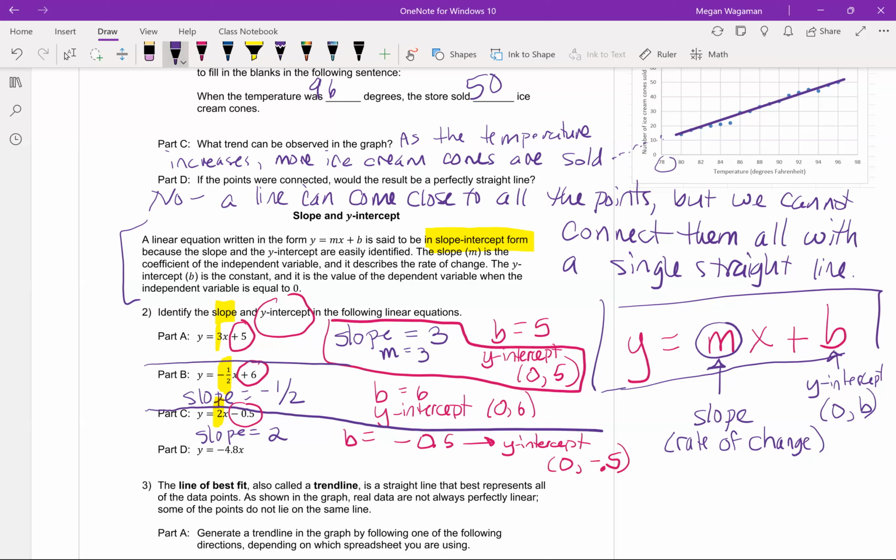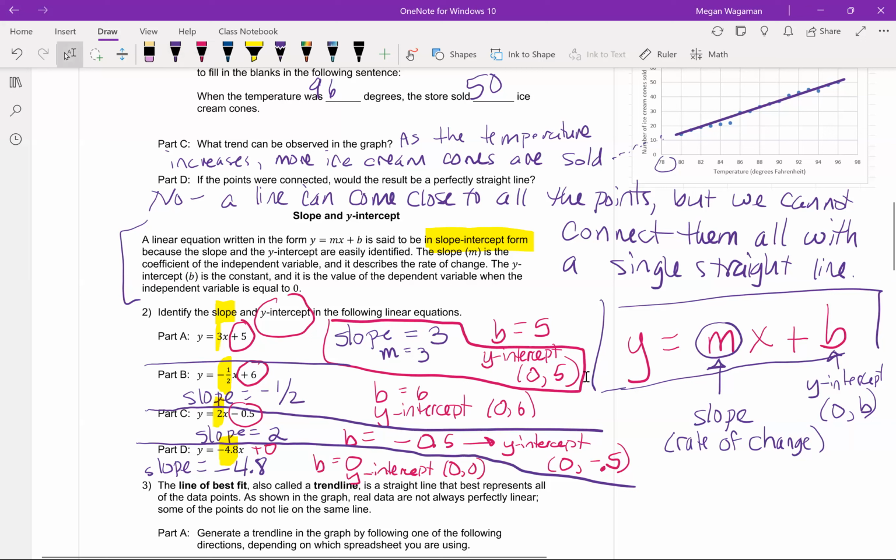Last one is a tiny bit tricky here. So we only have one part on the right-hand side. So y equals negative 4.8x. So that negative 4.8 is multiplying our independent variable. So that's our slope. So the slope is negative 4.8. In this case, nothing is written. Like there's not a plus anything here. If there's nothing, we could think of that as being a 0. So it would be a plus 0, meaning our b is 0, or in other words, the y-intercept is going to be at 0, 0.